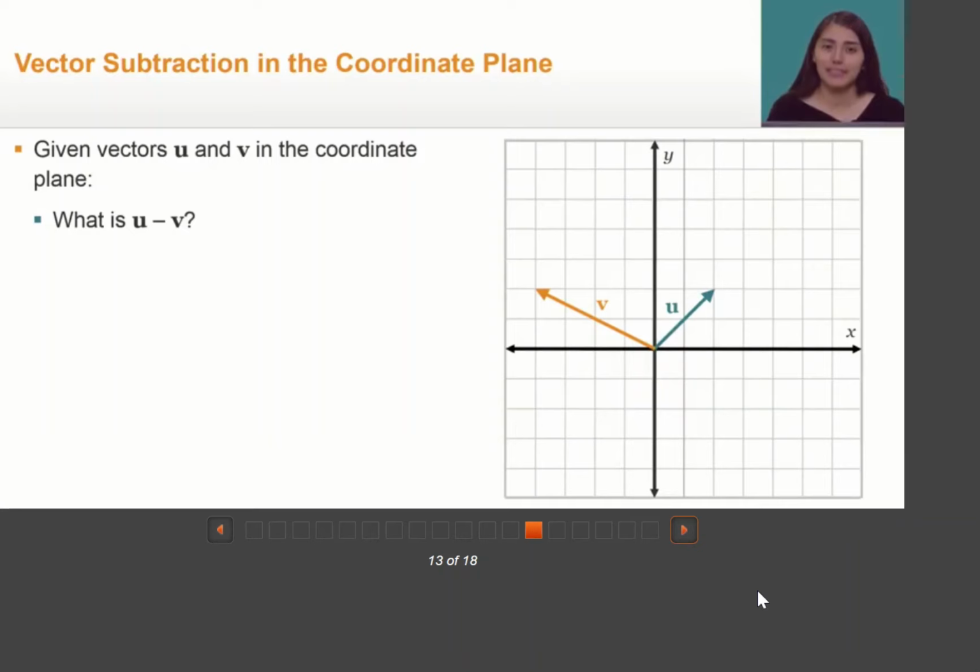Let's now take a look once again at vectors u and v in the coordinate plane. What is u minus v? Well, let's take a look at it in terms we know. Just like with scalar arithmetic, we can rewrite u minus v as u plus negative v. We know that negative v has the same magnitude as v, but its direction is opposite. Now, we can use one of the addition methods to draw the resultant vector.